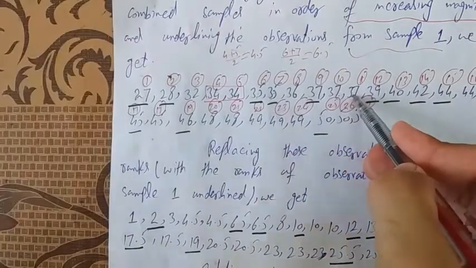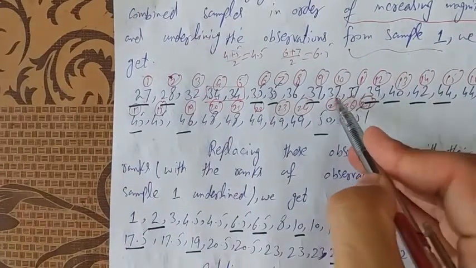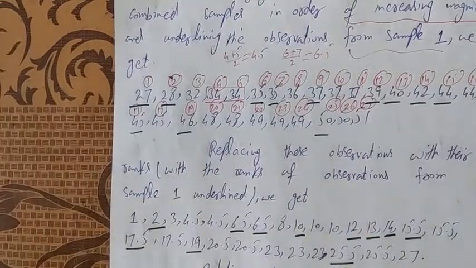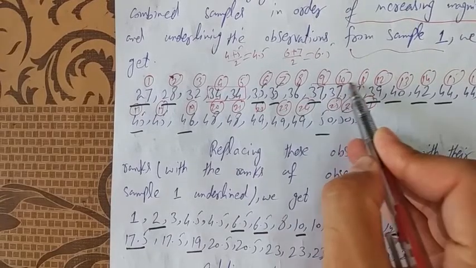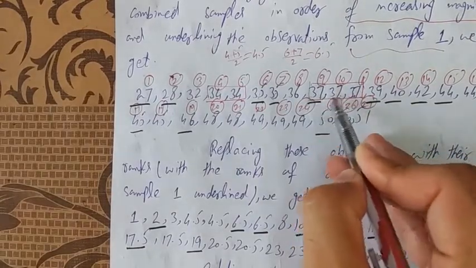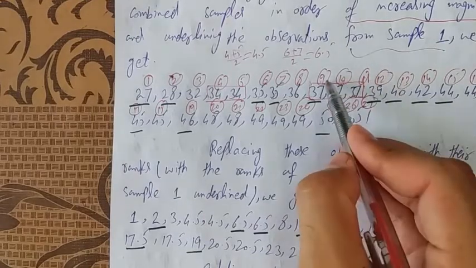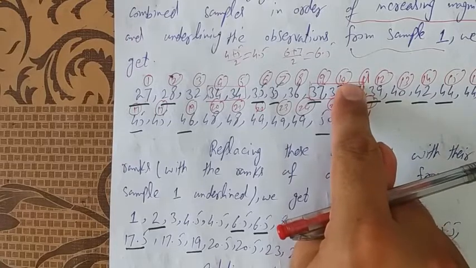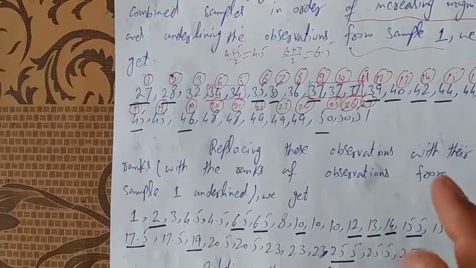Students, the ranks for 37 are 9, 10 and 11. These three values are the same: 37, 37, 37 with ranks 9, 10 and 11, and we find the midpoint. 9, 10 and 11 has 10 as the midpoint. So up to so on we write this.